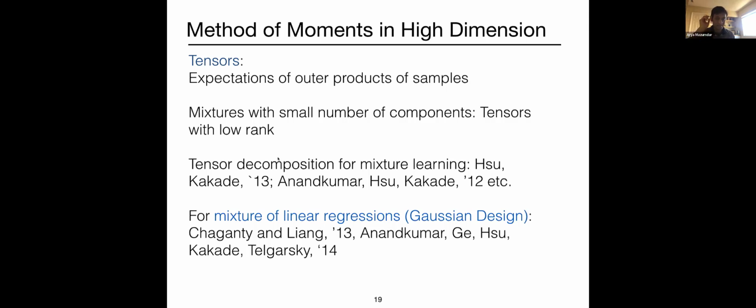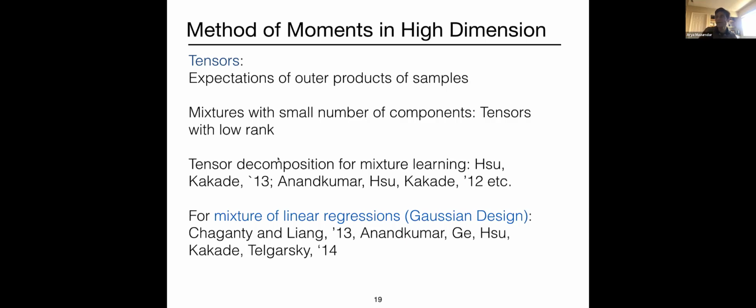Any questions? So what I said is there are two methods for unsupervised learning of mixtures. One is clustering or the spectral method, which works when the means, the parameters, are separated. And the other one is method of moments or the method of tensors, and that's useful when there is no separation between the means.